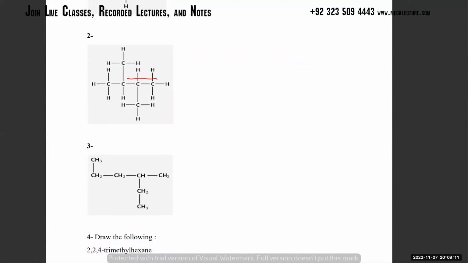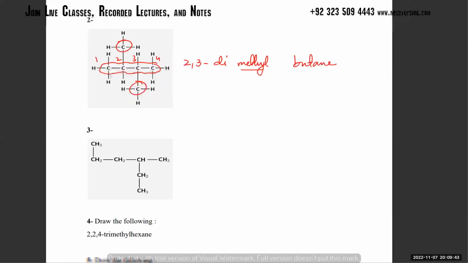The next one: the longest carbon atom chain is 4 carbon atoms in a straight line, and you've got 2 branches. The main chain is butane. It's again an alkane. The branches are of 1 carbon atom each, so they're methyl branches, and you've got 2 of them, so dimethyl. Counting, one is at 2 and the other is at 3. Clear? 2,3-dimethylbutane. Is this clear?